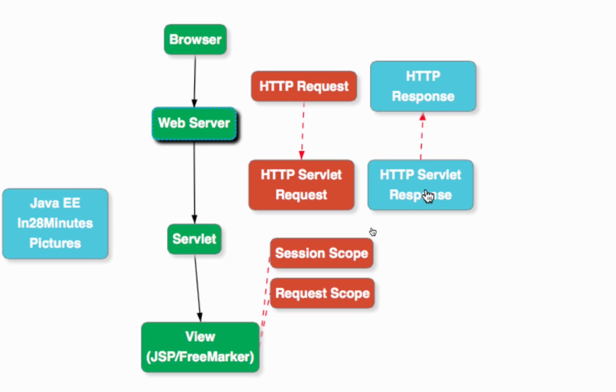To process the HTTP servlet request and generate an HTTP servlet response, we use something called a servlet and a JSP. JSP is also called a view. So a view is what shows the information on the screen. There are other view technologies as well. We'll talk about them a little later.